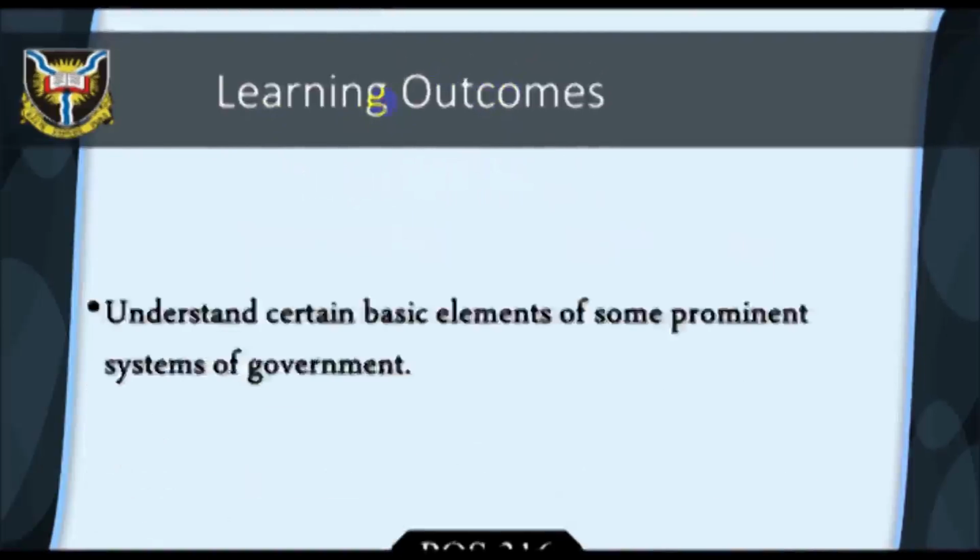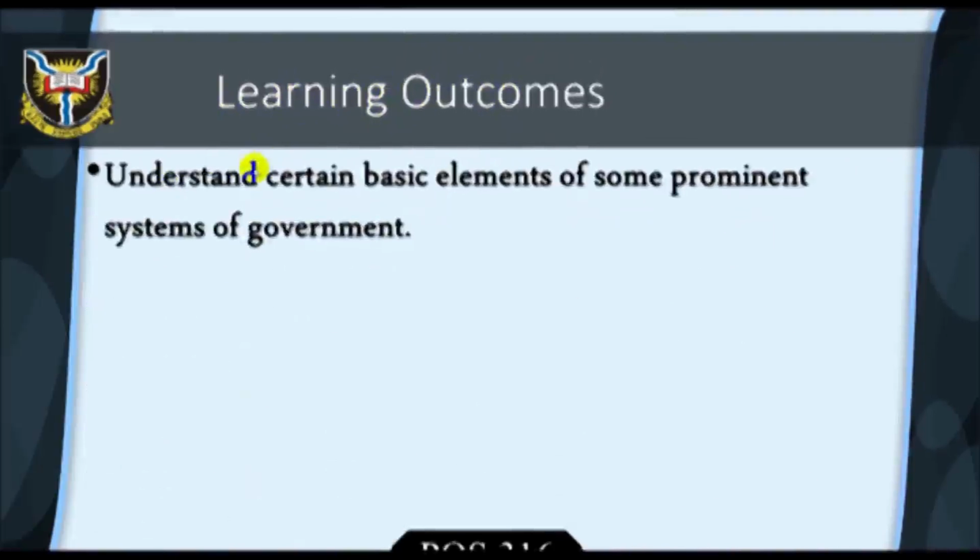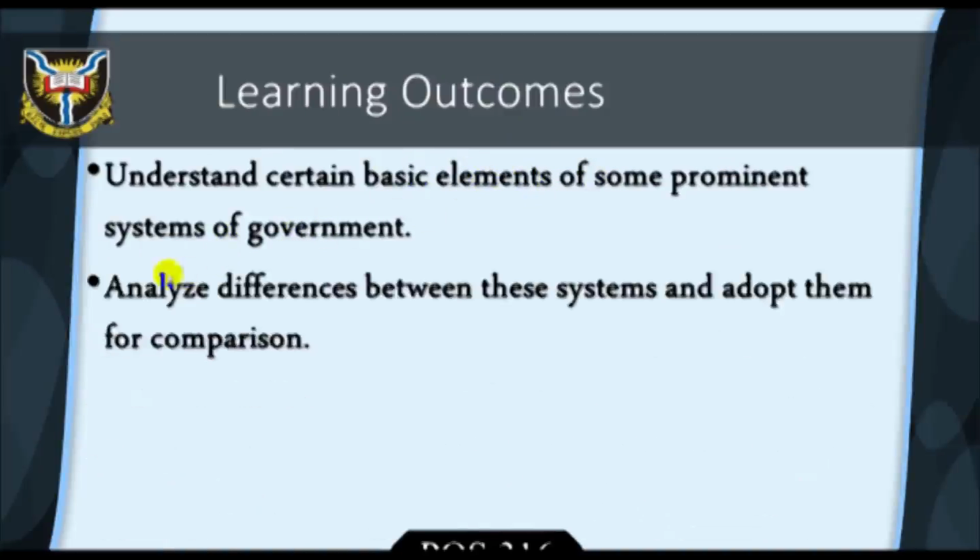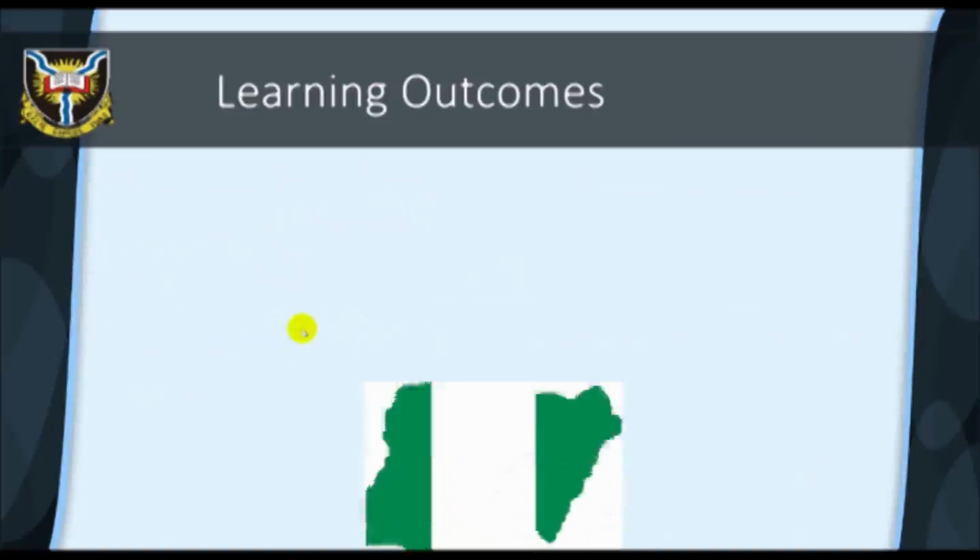Learning outcomes. At the end of this study session, it is expected that you should be able to understand certain basic elements of some prominent systems of government, analyze differences between these systems, and adopt them for comparison, and lastly, suggest the most appropriate system for Nigeria.